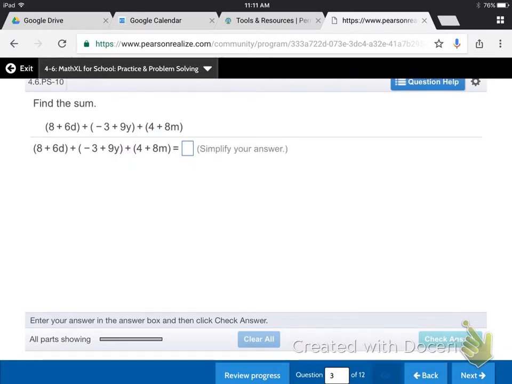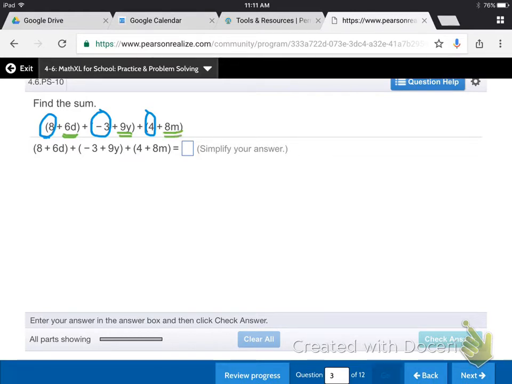Okay, adding expressions, getting a little more complicated, it's a little bit longer. Let's see what we got. Is there any term that we could add with positive 8? Yes. Other terms without variables are negative 3 and positive 4. Now, let's see if we have some other terms we could add together. We have 6d, but there are no other terms with a d. We have 9y, but there are no other terms with y. And we have 8m, and there are no other terms with m.